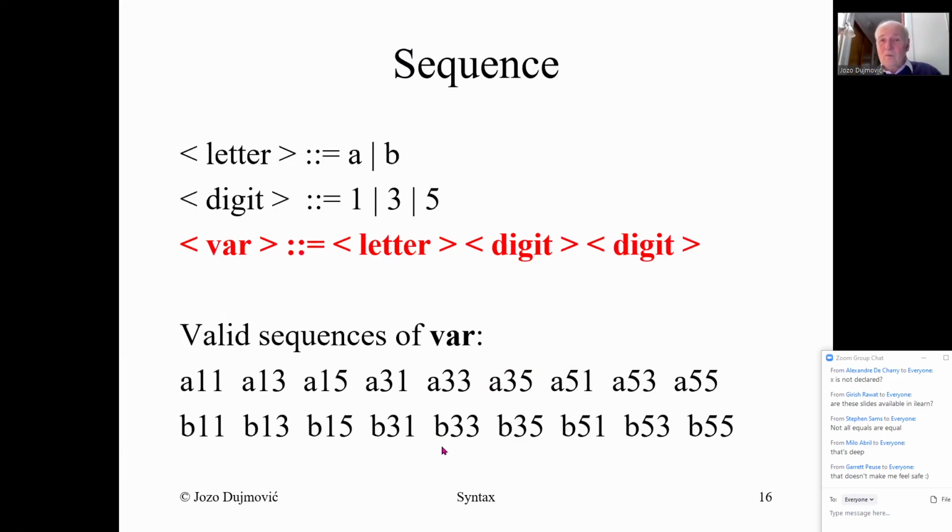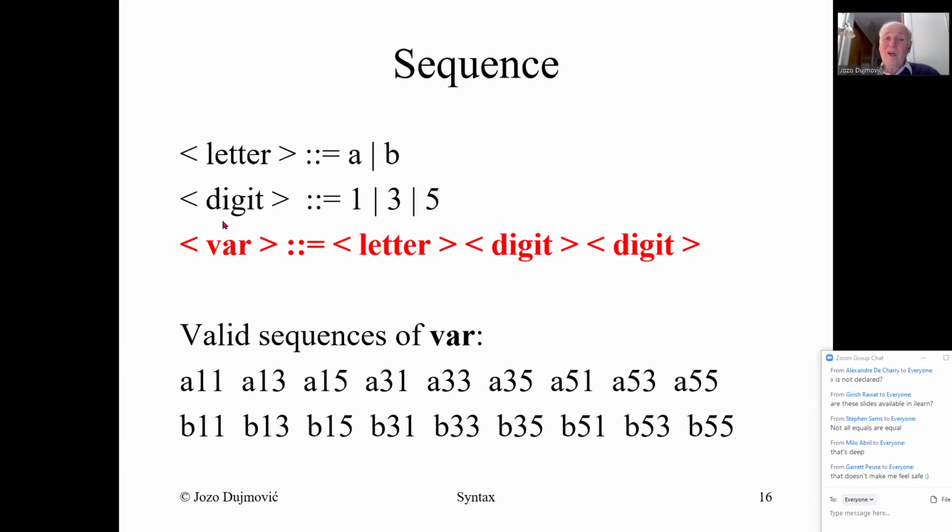Another thing that we have to understand is a sequence. For example, let us define letter to be A or B. So letter is either A or B. We don't accept any other letter. And then we have the definition of digit: digit is 1 or 2 or 3. So digit can be substituted by 1 or by 2 or by 3, and letter can be substituted by A or B.